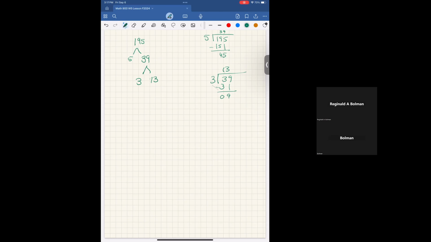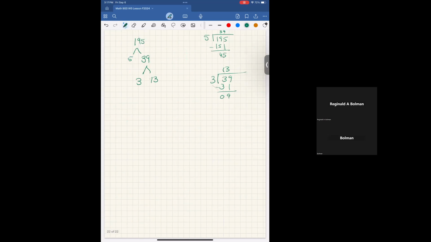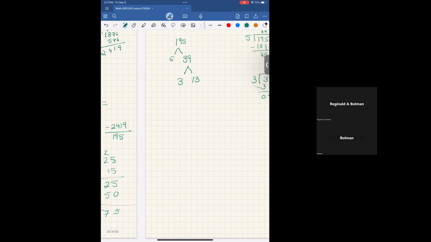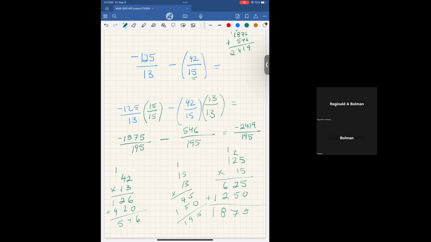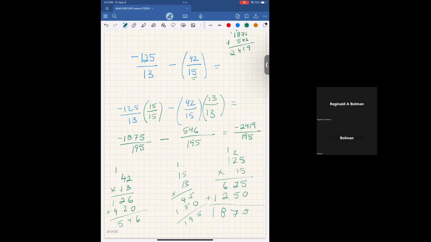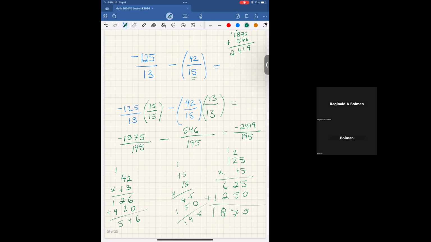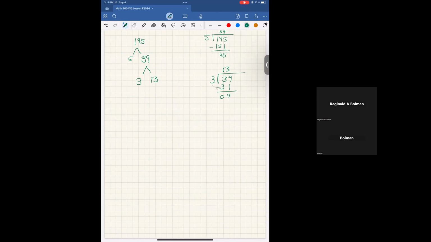So now to check to see if this fraction can be simplified, all we have to do is check to see whether or not 195, 5, 3, or 13 will in fact divide negative 2419. In fact, we don't even have to see if 195 will divide 2419, because if even one of these prime factors is able to divide into 2419, that would be sufficient for us to simplify the problem even one step further.